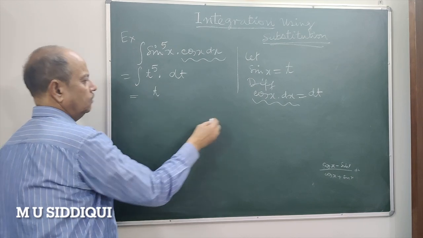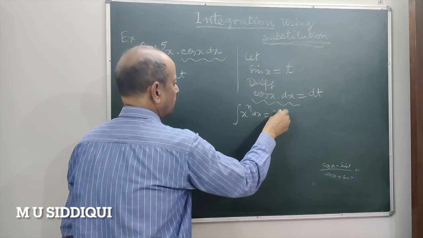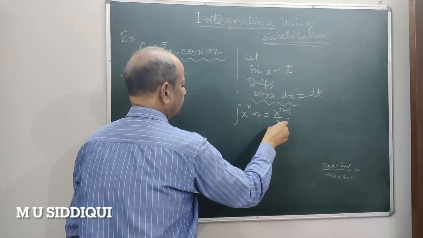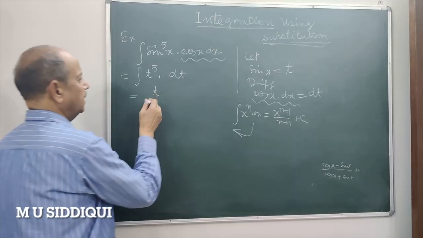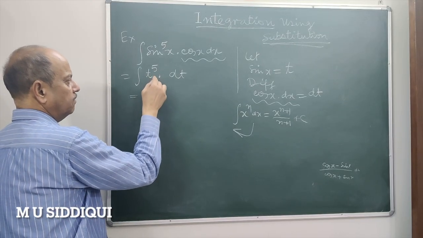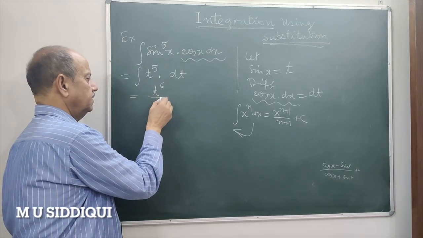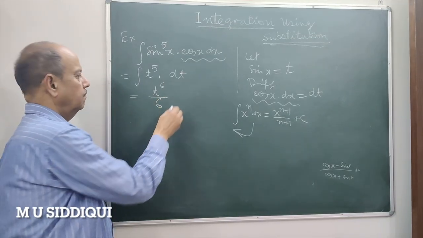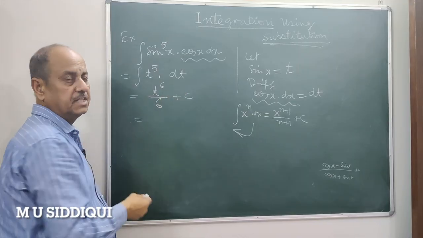Therefore, you know the formula, integral of x to the power n dx was x to the power n plus 1 divided by n plus 1, plus c. You will use it here. t to the power 5 will become t to the power 5 plus 1, that is t to the power 6, divided by this new power, that is 6, plus c. And then of course this integration has been completed.